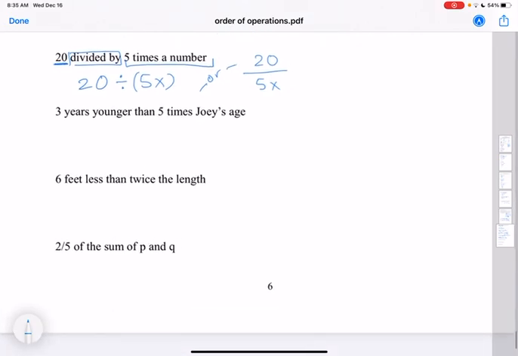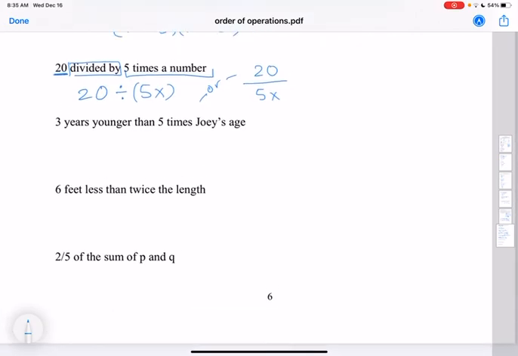All right. Oh, there's only 3 more. So go ahead and try these. Try these 3, hit pause, come back when you're ready.